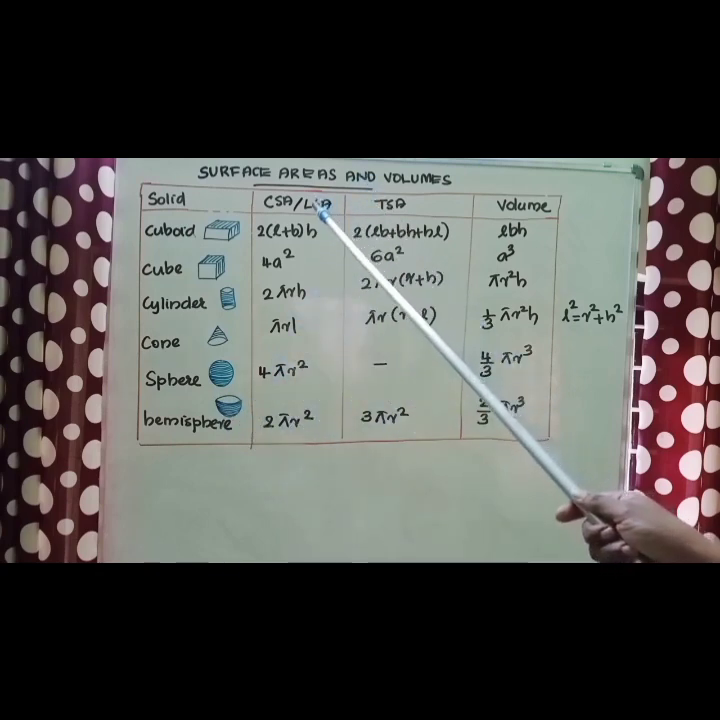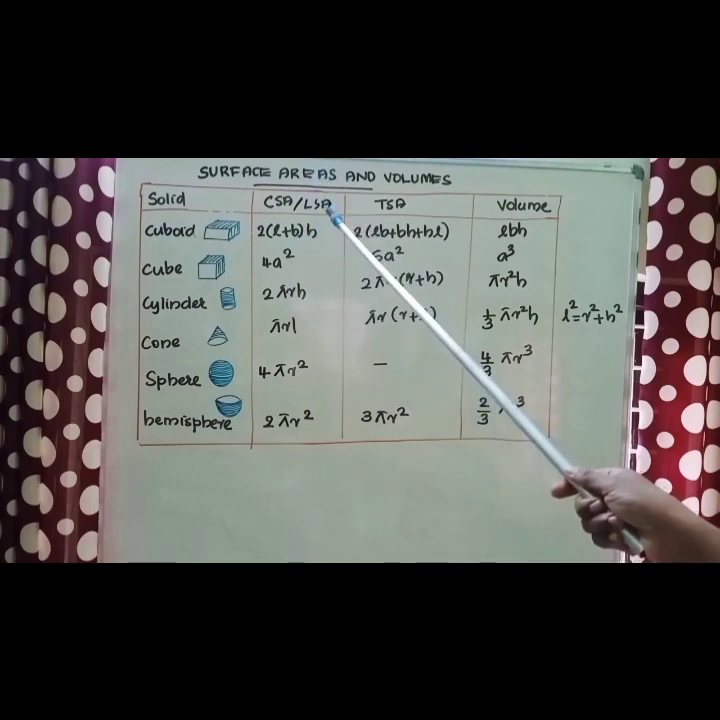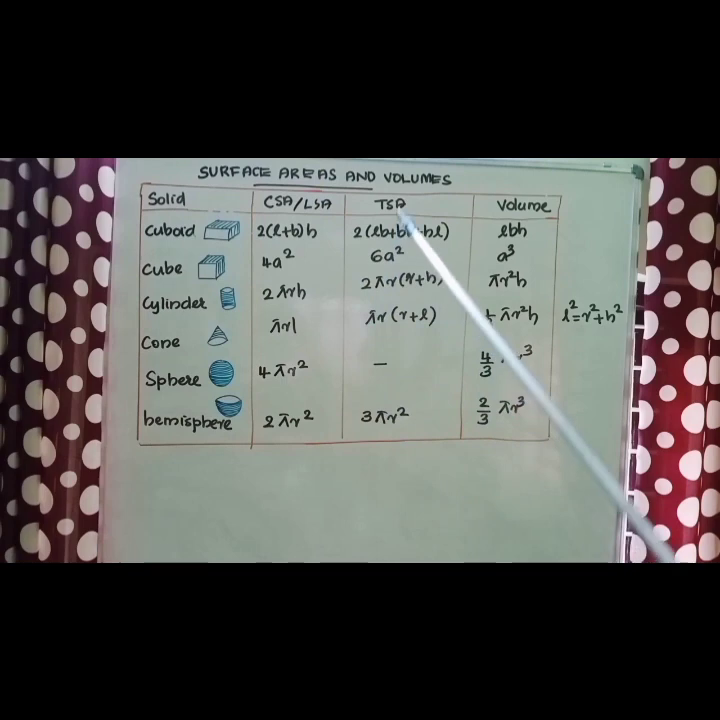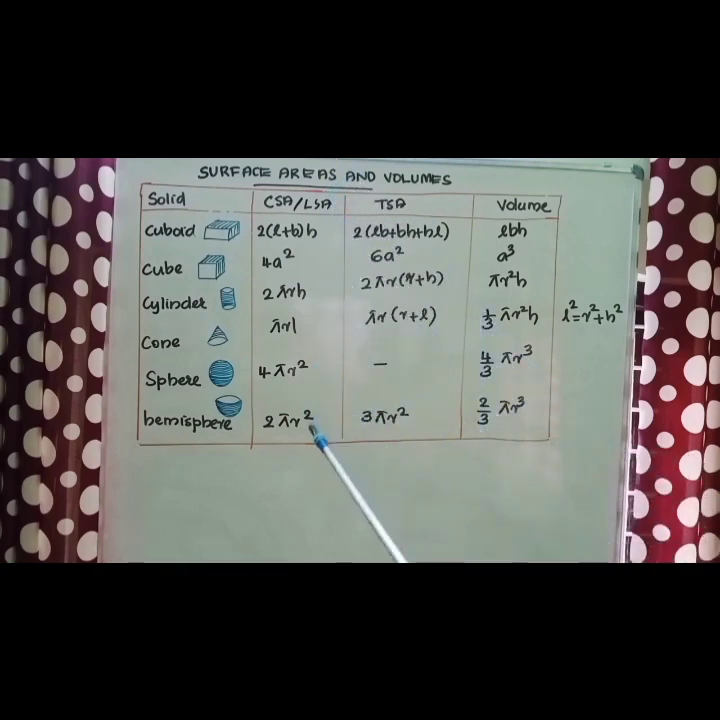Now we are going to discuss the formulas to find out the curved surface area or lateral surface area, total surface area and volume. The difference between curved surface area and total surface area is, in curved surface area we consider only the lateral faces or curved surface. But for the total surface area, we consider the lateral or curved surface and also the base and top.